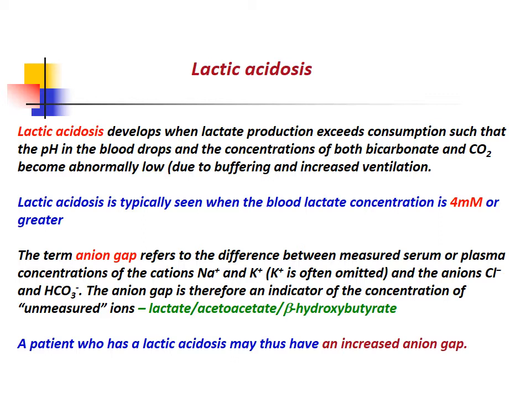The term anion gap refers to the difference between the measured serum or plasma concentration of cations, sodium and potassium, though potassium is often omitted, and the anions chloride and bicarbonate. The anion gap is, therefore, an indicator of the concentration of unmeasured ions such as lactate, acetoacetate, and beta-hydroxybutyrate. A patient who has lactic acidosis may have an increased anion gap.